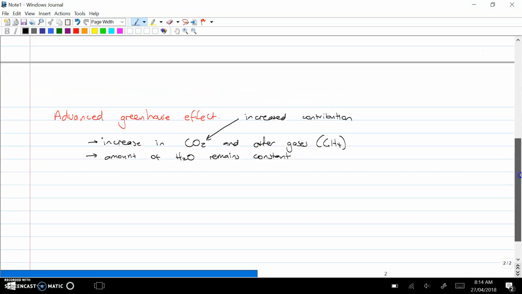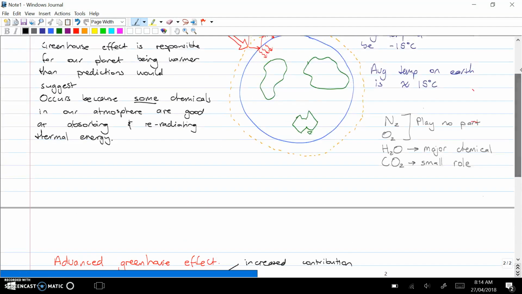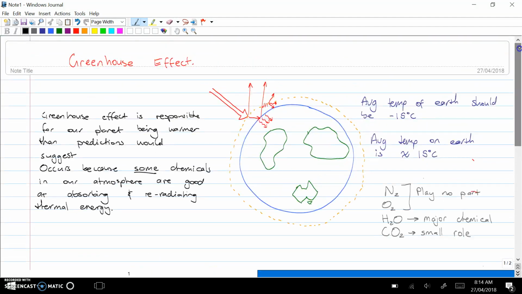So, the natural greenhouse effect, we need. Otherwise, life on this planet would not exist, and it's responsible for making our planet a bit warmer than we would predict. It occurs because some of the chemicals in our atmosphere are good at absorbing and re-radiating thermal energy, and those chemicals are mainly water vapor with a small contribution from carbon dioxide gas.